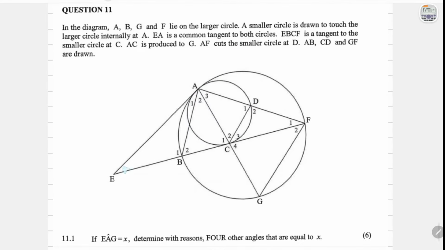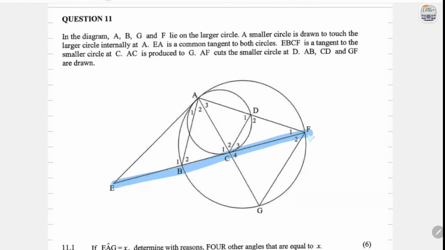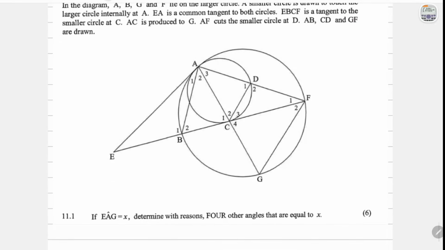Okay, tangents are very important, so let's keep that in mind. EA is a tangent to the small circle, and the big circle as well. And EBCF is another tangent to the smaller circle at C. So just remember, the smaller circle has two tangents. The bigger circle has one tangent. And then AC is produced to G. Those are just lines that it's speaking about. AF cuts the smaller circle at D, and AB, CD, and GF are drawn. Other lines that they mention as well.